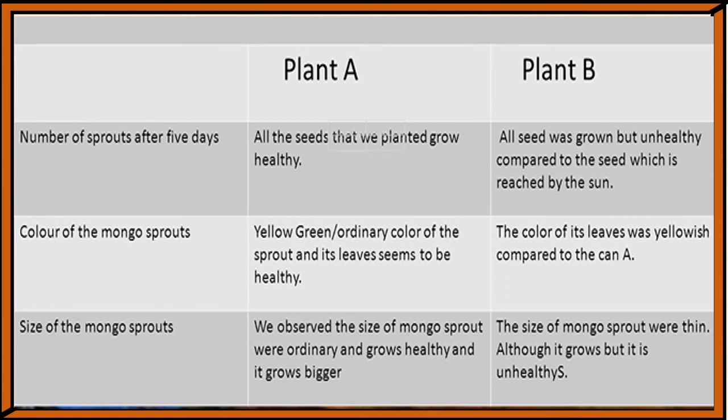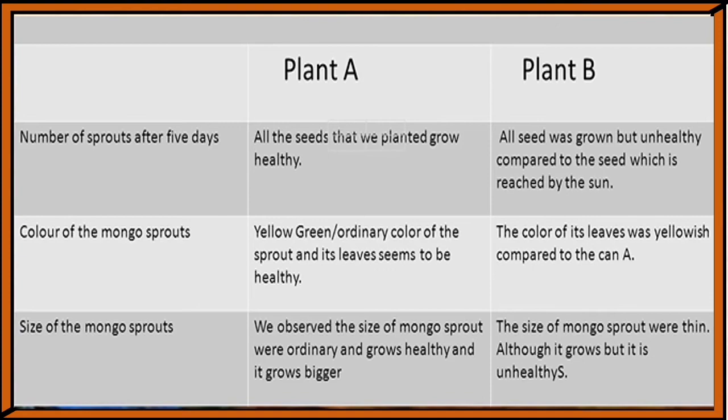And for the size of the mango sprouts, we observed in can A that the size of the mango sprouts was ordinary and they grew healthy and bigger. While in can B, the size of the mango sprouts was small, although they grew, but they are unhealthy.